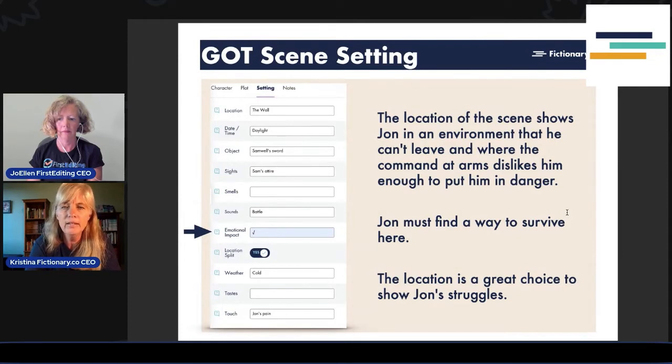And here the scene shows John in an environment that he can't leave, and where his commander doesn't like him and puts him in danger, to so much of a point that he's in danger. And so he can't leave here, and he has to find a way to survive. And so in this case, the location is a great choice because it's highlighting John's struggles and it's highlighting the danger he's in.